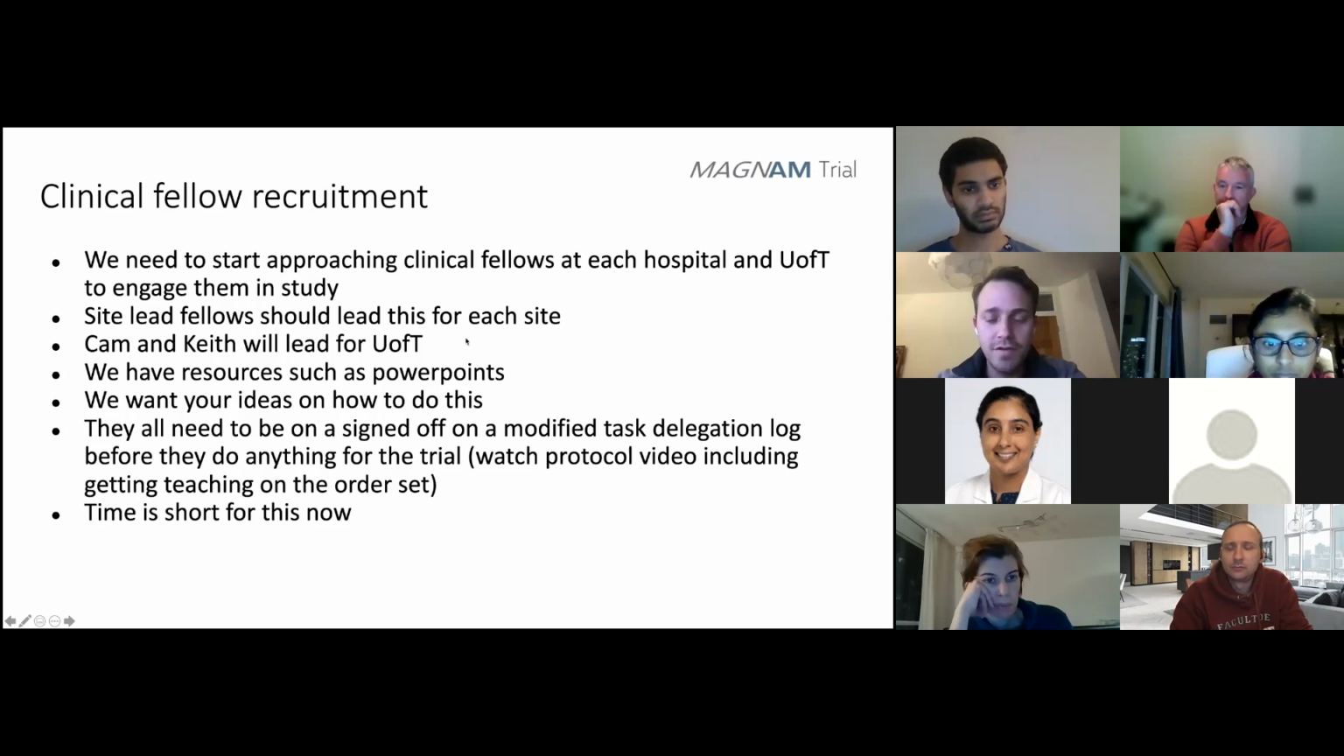We have lots of resources which we will share, including PowerPoints and all our slides for explanations and getting people on board. We're open to any of your ideas about how to convince people to be part of our group and help us accomplish this. And if fellows are recruiting patients, we need them to be signed off on the modified task delegation log before they do anything for the trial. We'd also have them watch parts of this video, so that they're trained on certain things.